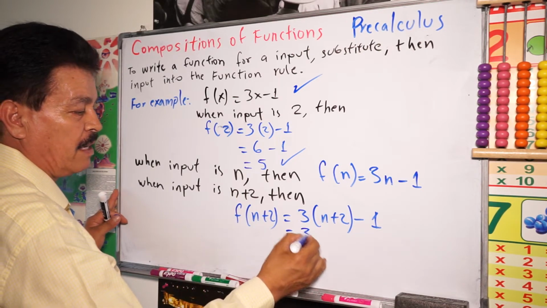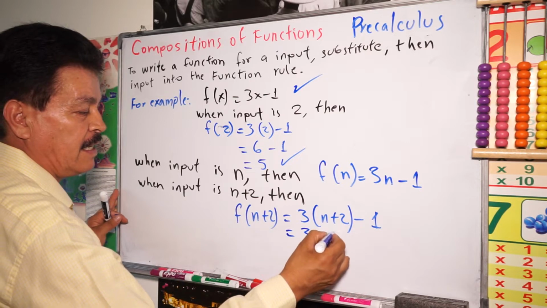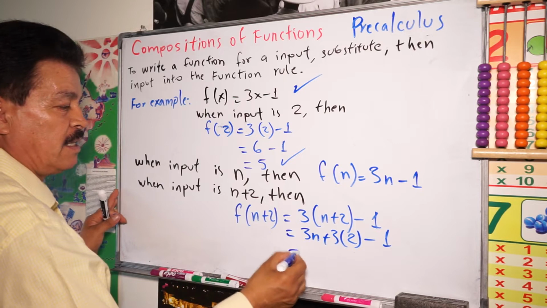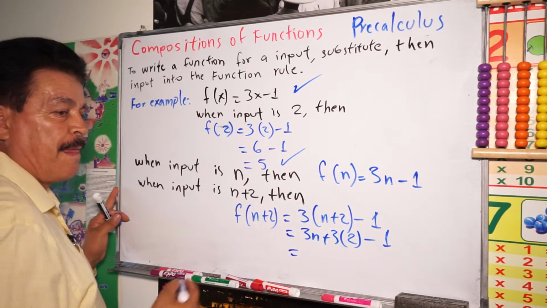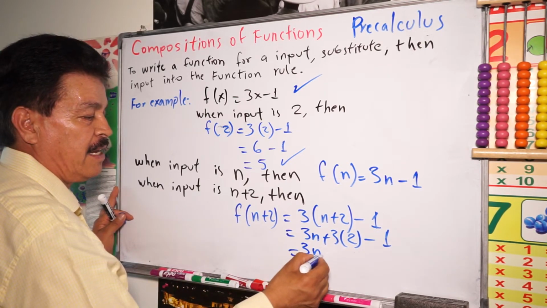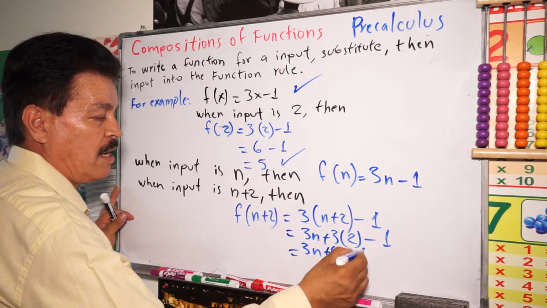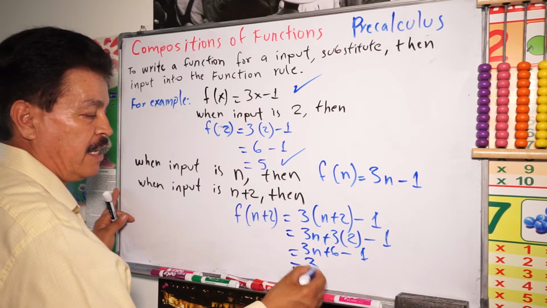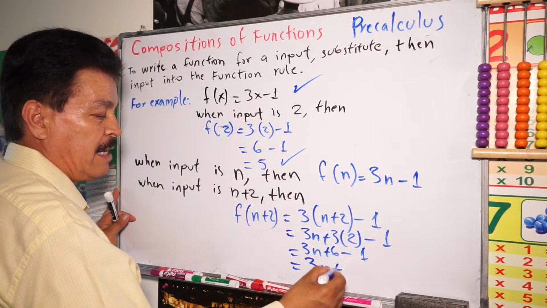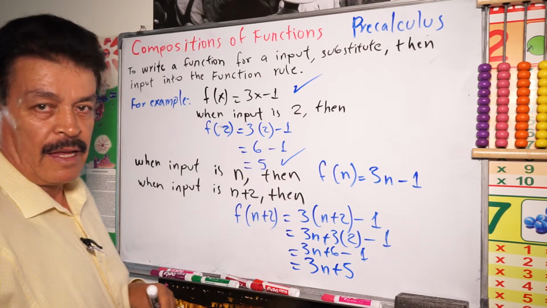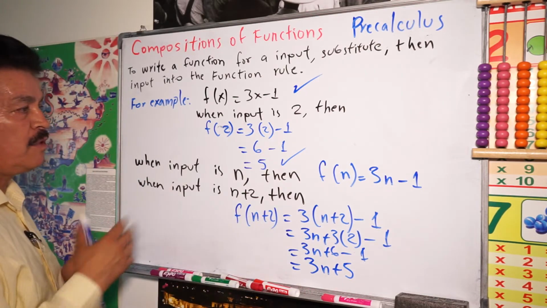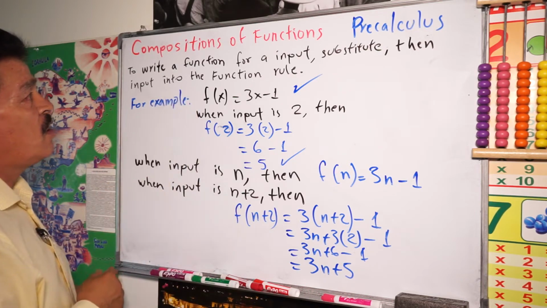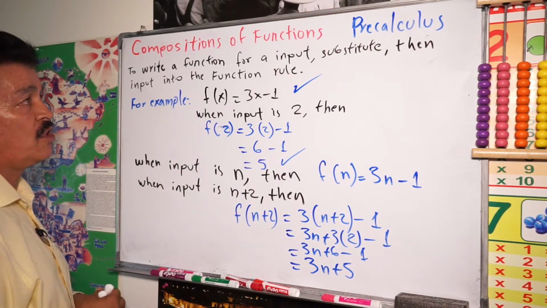Here, if you multiply, you are going to have 3n plus 3 times 2 minus 1. When you simplify, you are going to have 3n plus 6 minus 1. The answer is 3n plus 5. These are some notes, some ideas to review before we see how the composition of function works.